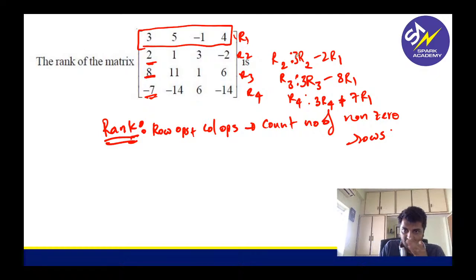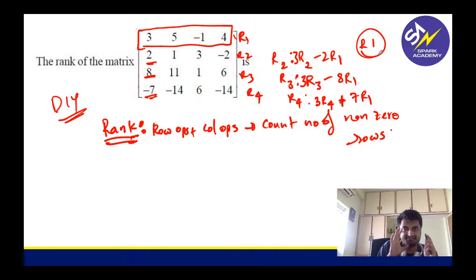So you keep doing row operations and column operations and then find out the answer. I'll give it as a DIY. This is actually a round one question for me, but if some of you feel this is lengthy, you can do it as round 2. I've given the hint, you know how to do row operations, so I want you to do it. I think you will get the answer as 2. I think the last 2 rows will become zeros.